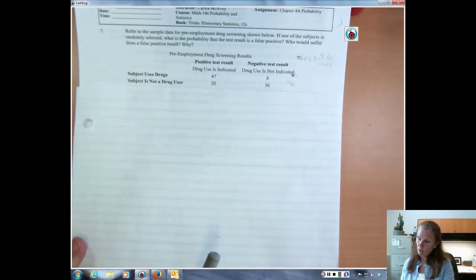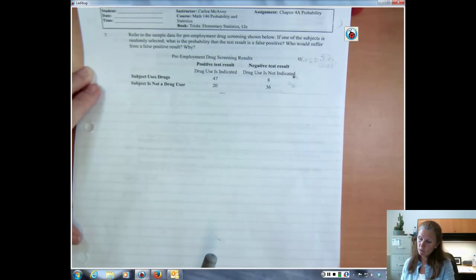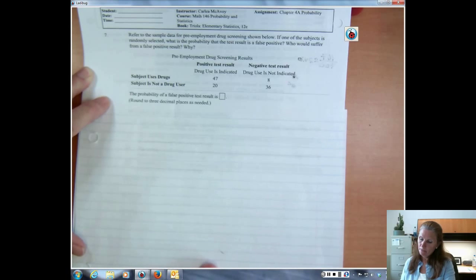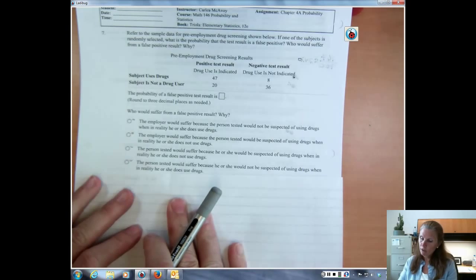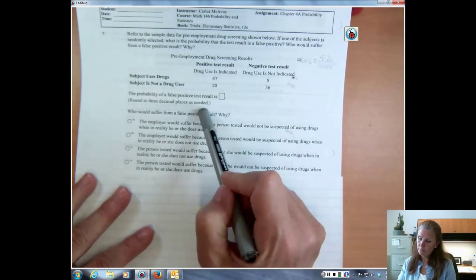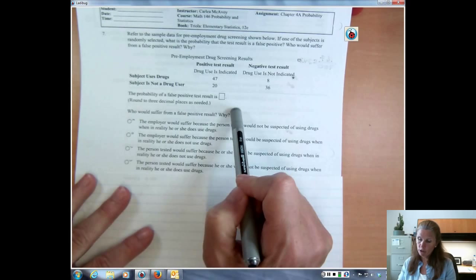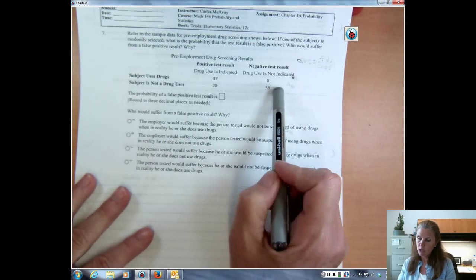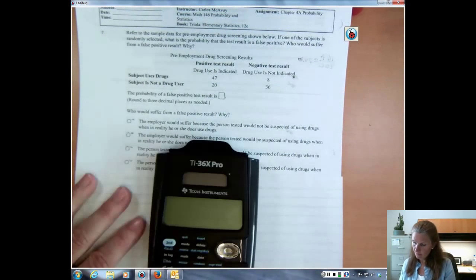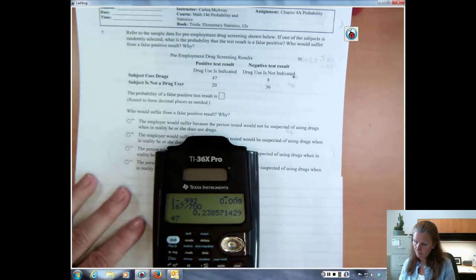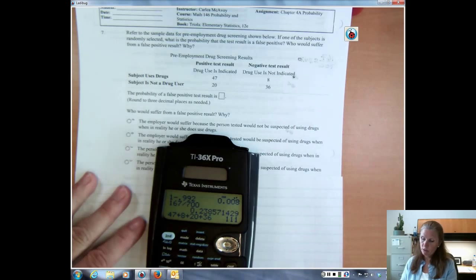But let's see. The first part is if one of the subjects is random, what is the probability that the test result is a false positive? Okay, so you want to round your answer to 3 places. Okay, just making sure there's the second part of that. Well, how many results are there altogether? How many people were actually screened here? We have 47, 28, and 36. So if I add all those together, I get 111 people that were tested.